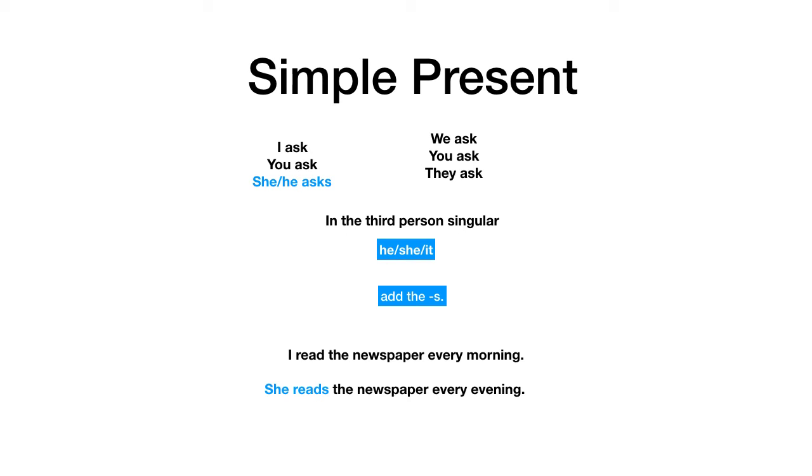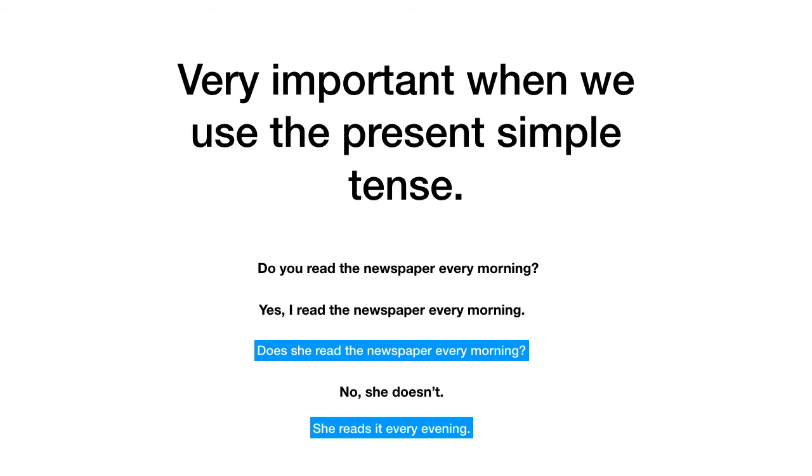So I would say I read the newspaper every morning, base form read, but she is the third person singular pronoun. She reads the newspaper every evening. So an S is added to the verb, to the base form read. She reads. Very important when we use the simple present tense.